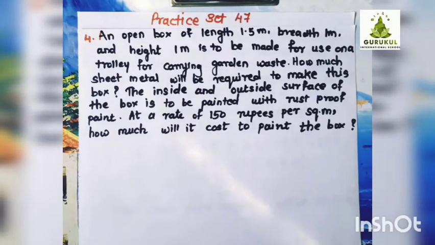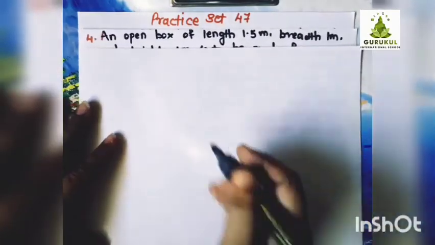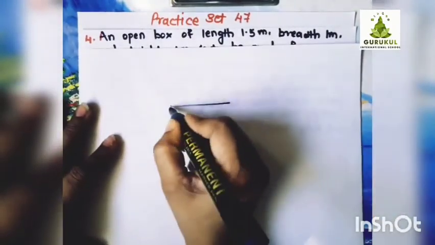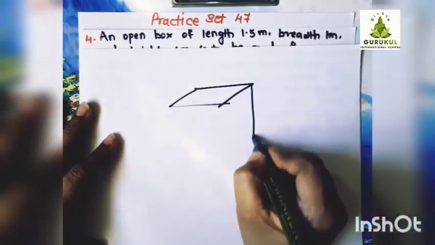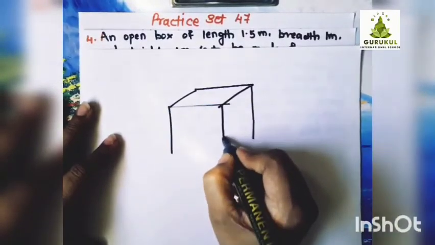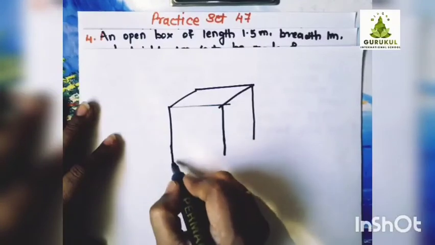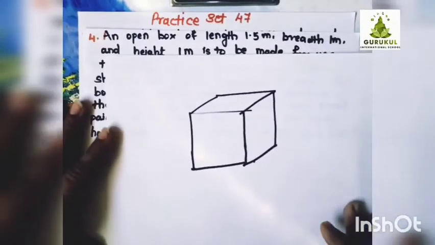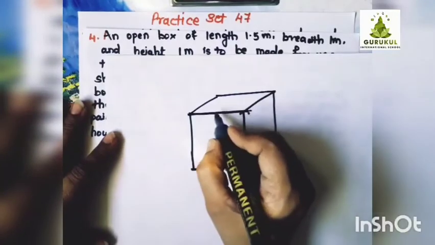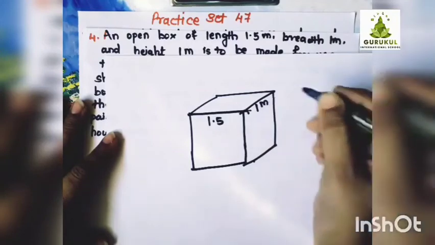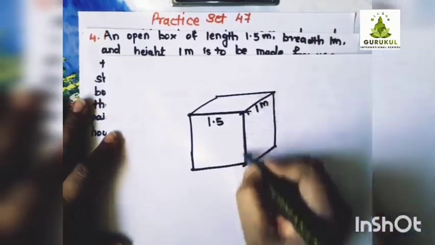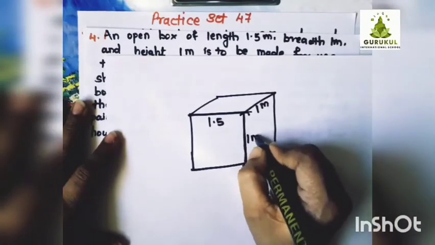Correct. Now in this case they have given us that the box is open. They have given that one box is there, for example, it is a cuboid. To make you understand, let me draw one figure on this page. Suppose this is a box. I am drawing this roughly. Now what they have said is, length is 1.5, breadth is 1 meter and height, that is this vertical one, is also 1 meter.